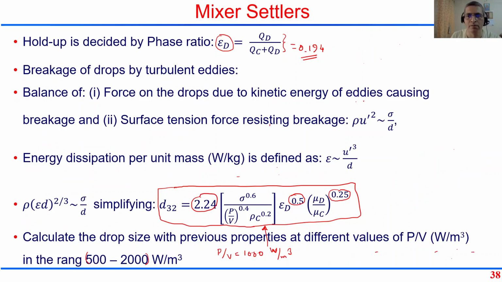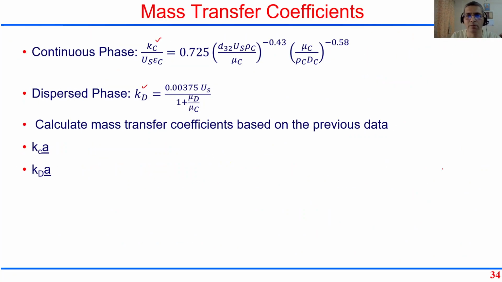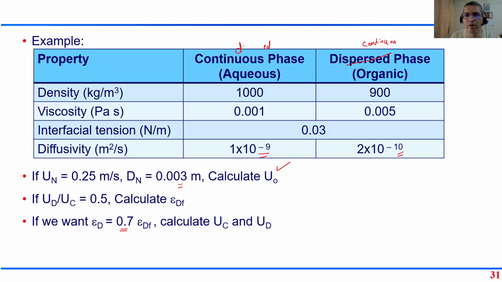With me, let us write and calculate. So D32, if I wanted to calculate, is 2.24, sigma surface tension was 0.03 raised to 0.6, P by V, suppose I want 1000 watts per meter cube, then it is 1000 raised to 0.4, rho C, now the continuous phase is water, so 1000 raised to 0.2, hold up 0.194 raised to 0.5, and mu d by mu c. What was the mu d? Viscosity of the dispersed phase, organic, 0.005.